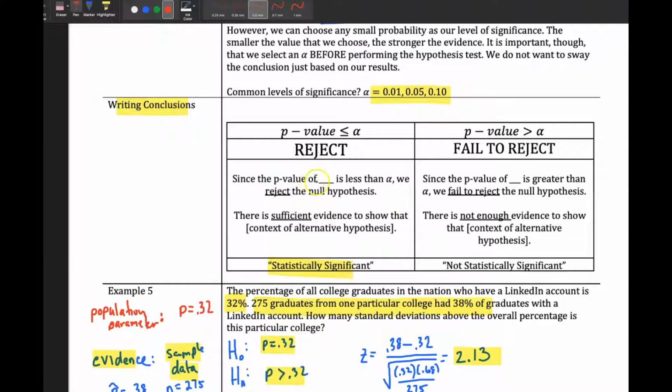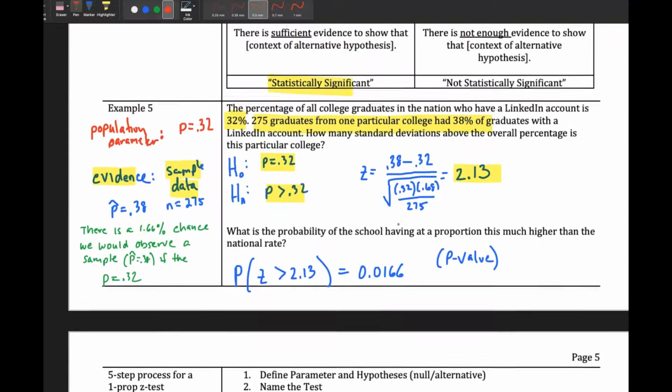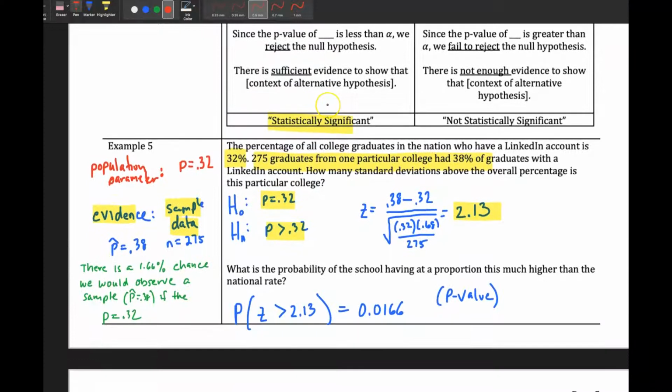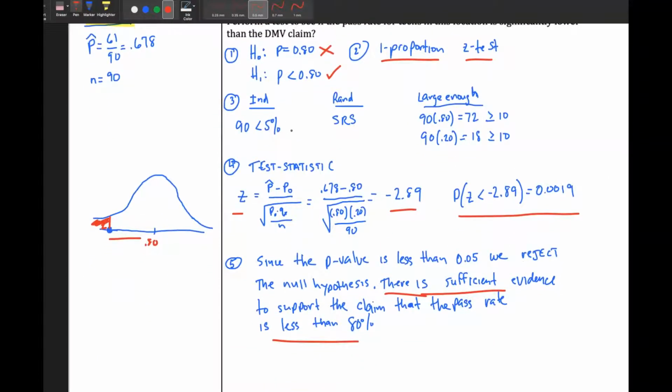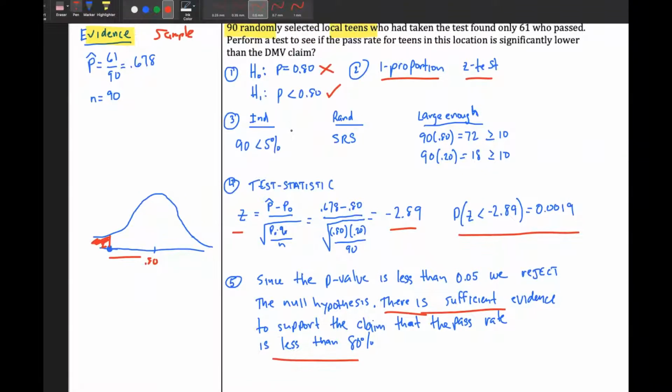Notice that last sentence comes from here. Since the p-value of our sample data was less than 5%, we reject the null hypothesis. There is sufficient evidence to show that, and then the context of the alternative hypothesis, which is that the proportion is less than 80%. Pause and then get that down.